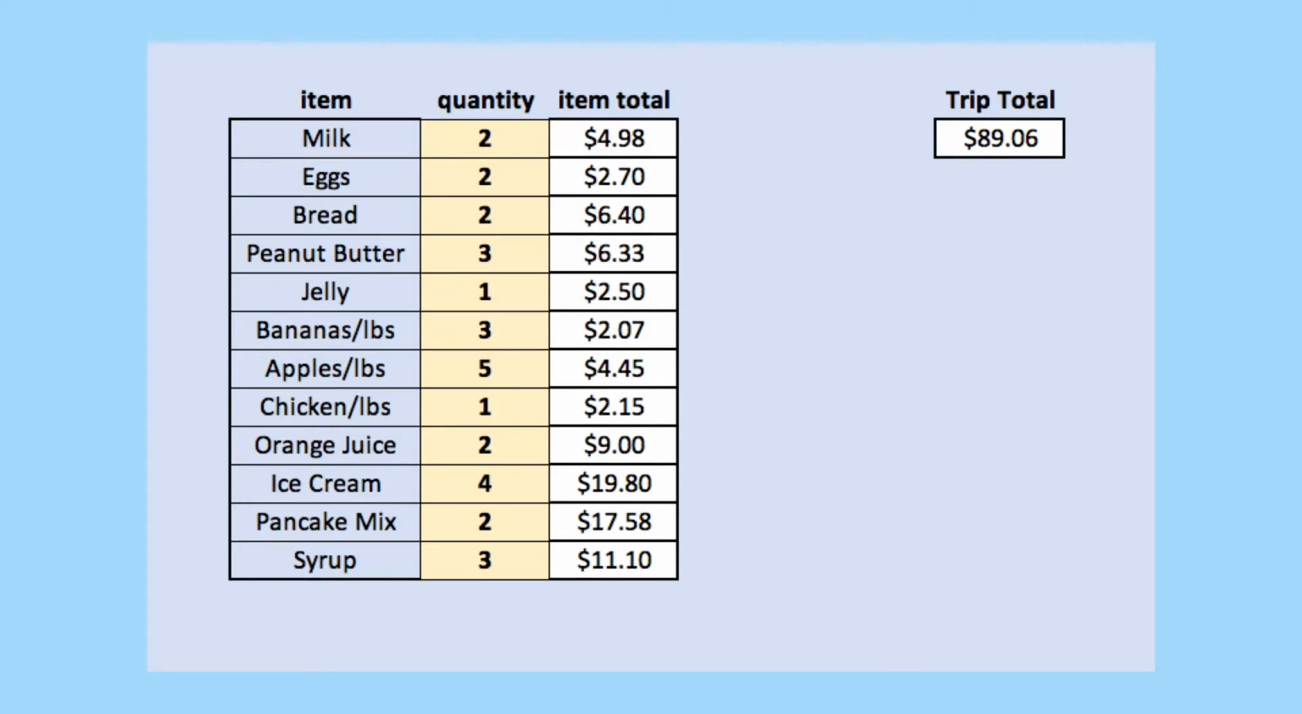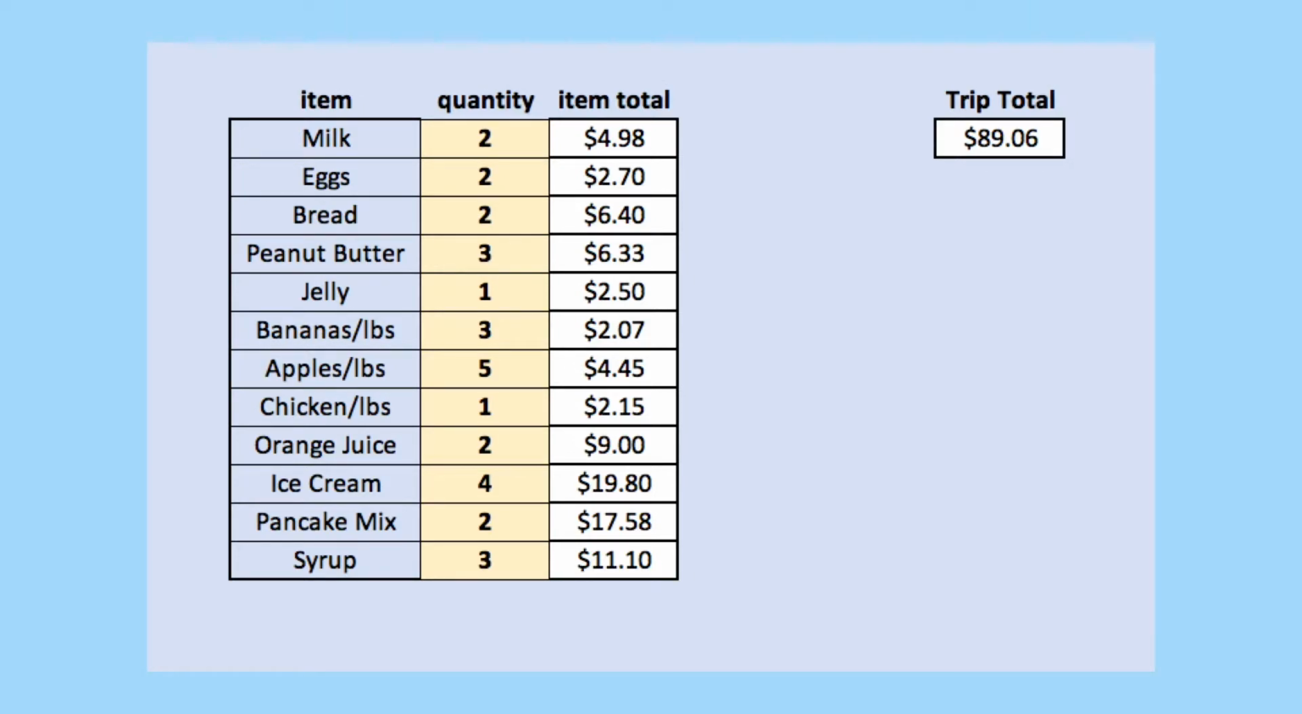So the difference between what I have here and what you have seen before is that this is a simple dashboard set up for the grocery list that I have created. Now what this has is the quantity section is actually all inputs. So I can change the amount of quantity of an item that I am purchasing and it will change the corresponding item total and trip total.